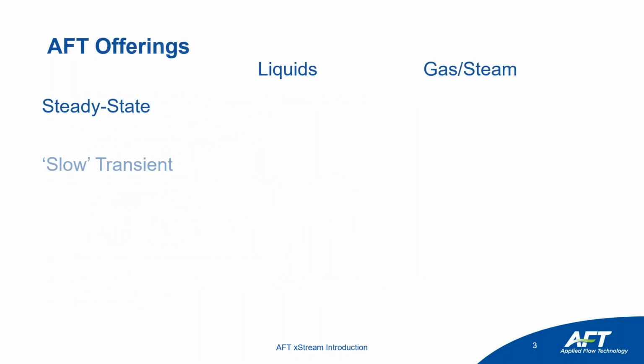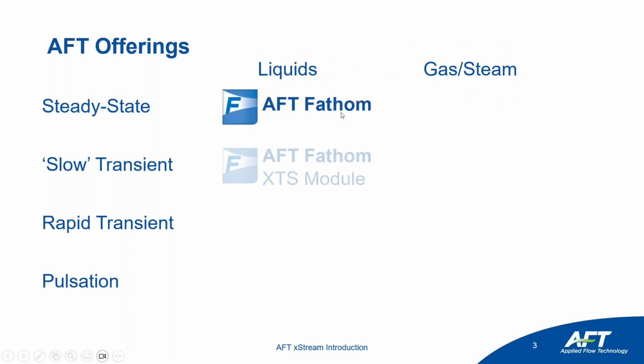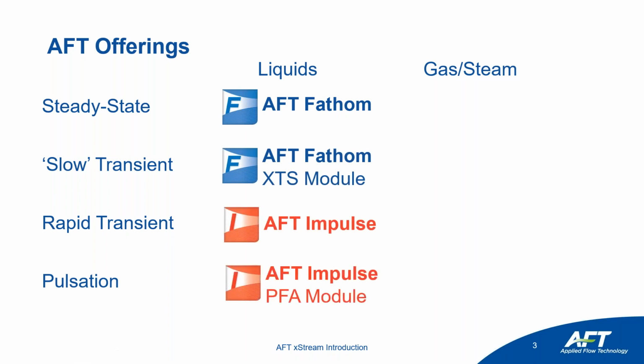So to give you some context, first I want to tell you about where AFT xStream fits into our product offerings. AFT specializes in all piping systems, whether that be liquid flow or gaseous or steam flow, what we consider compressible versus incompressible. So on the liquid side, AFT Fathom is our most common application. Again, looking at things like cooling water systems or other utility systems where we're sizing pumps for efficiency and reliability. AFT Impulse, this is our quote unquote rapid transient solver. It can model things like Waterhammer effects or check valve slam.